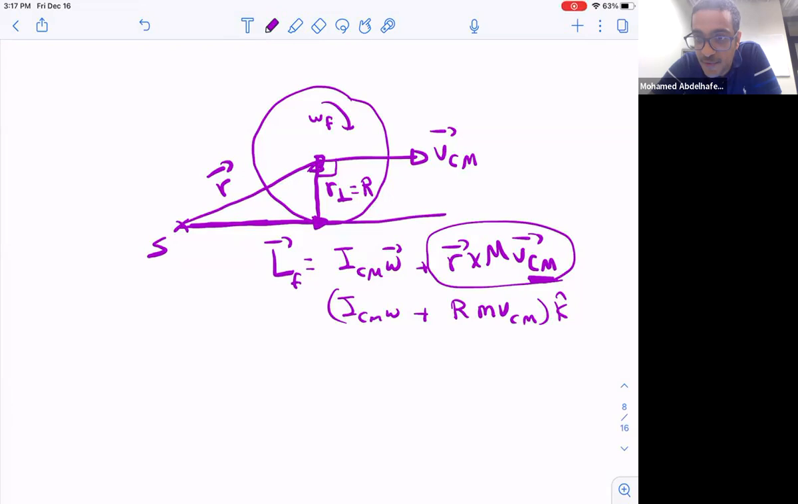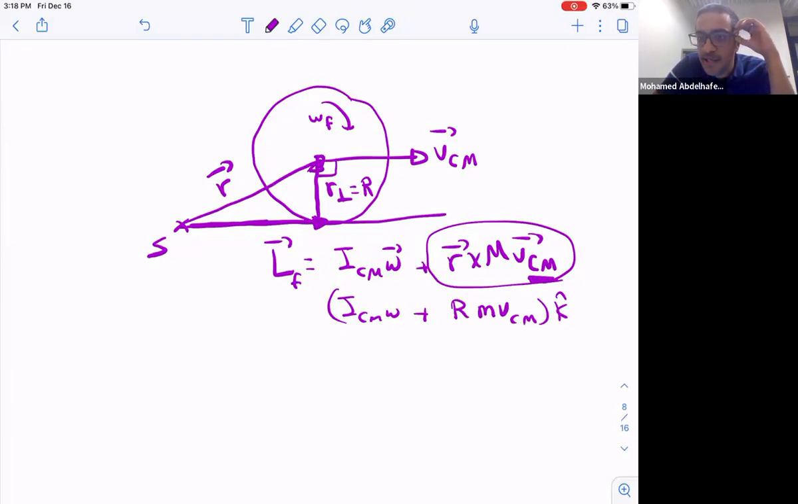MVR is used for both point masses and, yes, MVR is coming from translational motion of a point mass. The center of mass here acts as a point mass. So for the translational motion, we can reduce this to a point mass translating. That's why it's MVR. So yes, it is equivalent to a point mass translating, but don't forget to add the I omega of spinning.